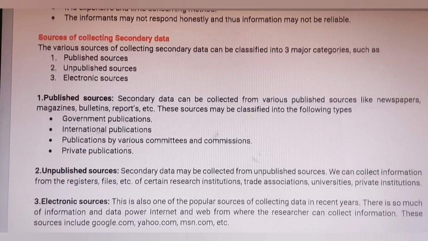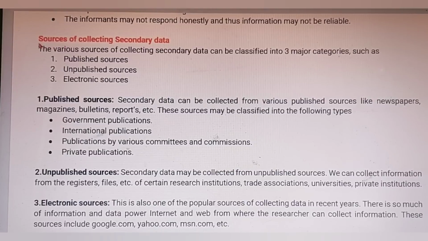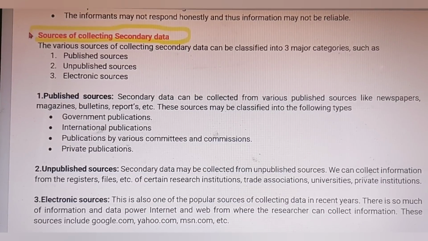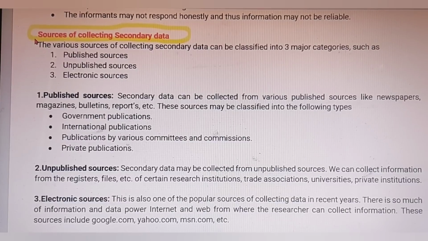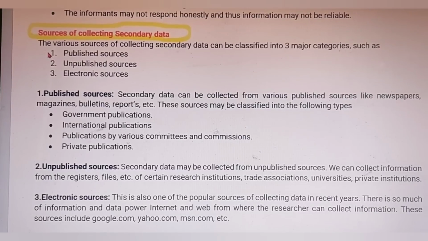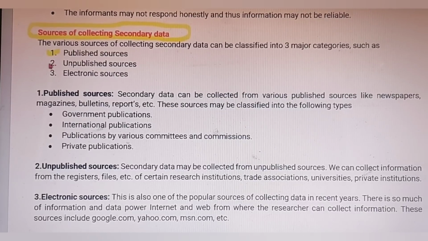Okay, let's move on to the next topic. This topic did not come in June 2022, so you might expect it to come in the exams. Sources of collecting secondary data. Now there are 3 sources: published sources, unpublished sources, and electronic sources.